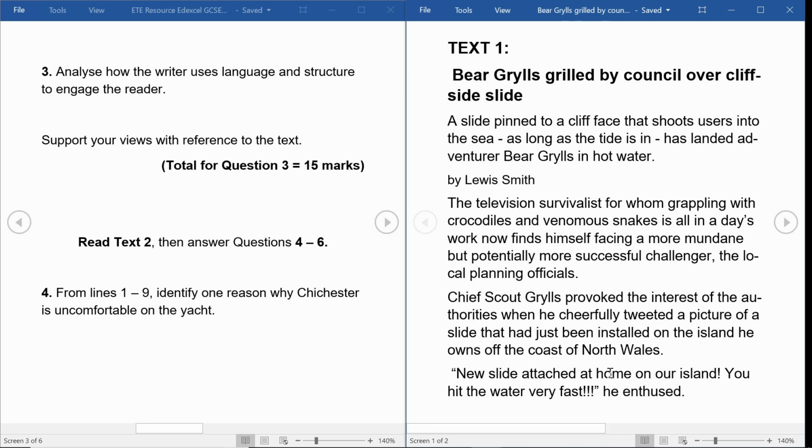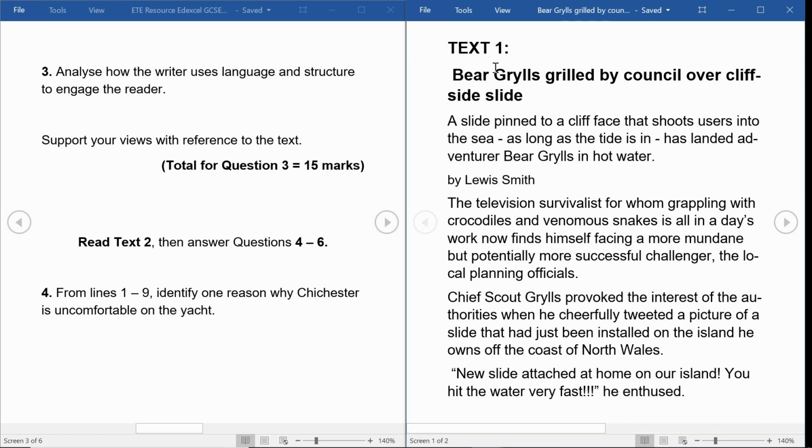I suppose I ought to give you a language one as well. So I'm going to go right to the start. There's often good stuff going on at the start. You know this from your own writing. People like to make an impact at the beginning. So here we have "Bear Grylls grilled by council over cliffside slide." Ugh. It's a tongue twister. That relates to the fact they're talking about this slide and having fun.